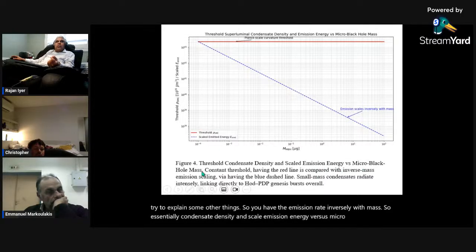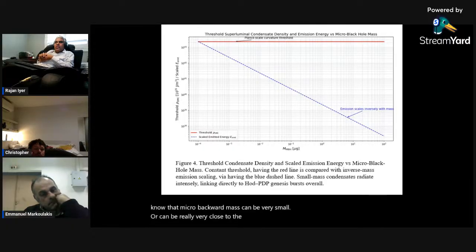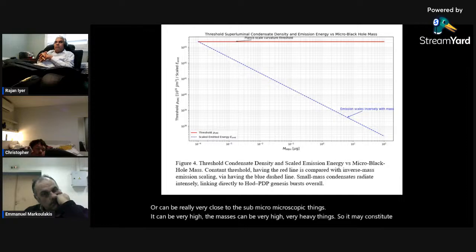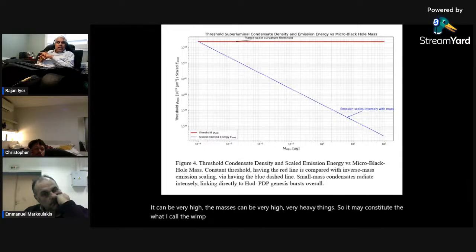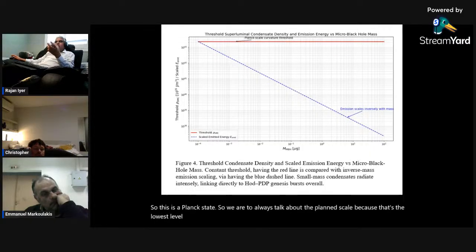So we know the micro black hole mass can be very small or can be really very close to the microscopic things. It can be very high. The masses can be very high, very heavy things. So it may constitute what I call the WIMP type thing, weakly interacting thing, may come out of that. So this is a Planck scale. So we have to always talk about the Planck scale, because that's the lowest level, kind of, where the particles can form.